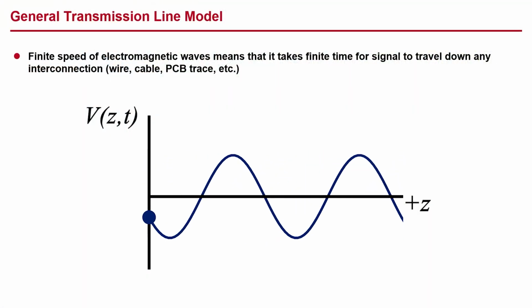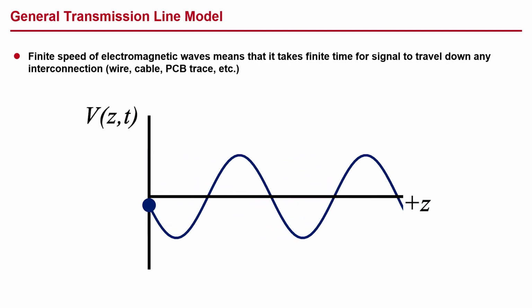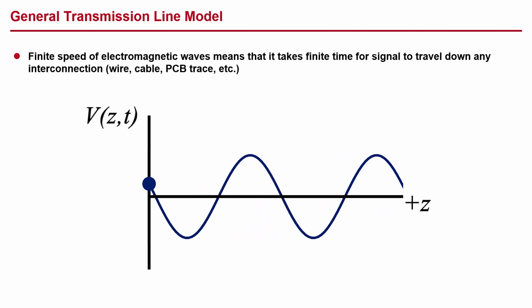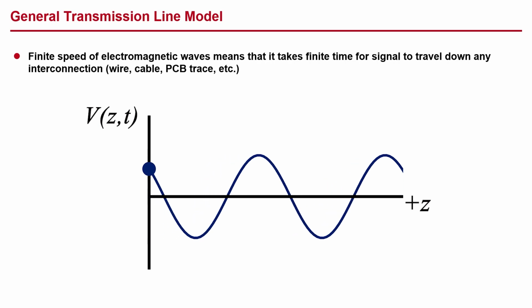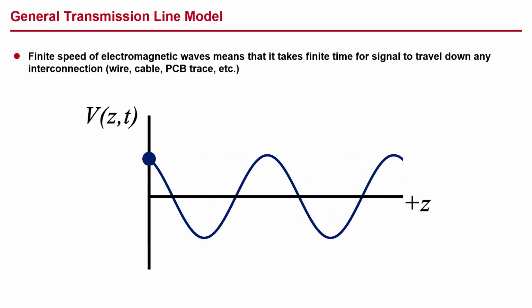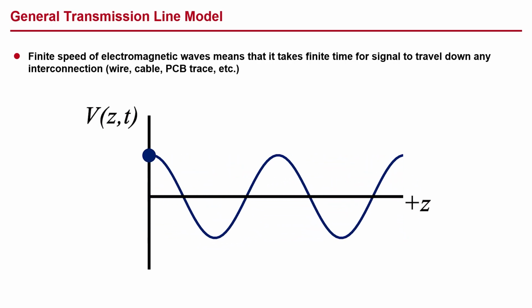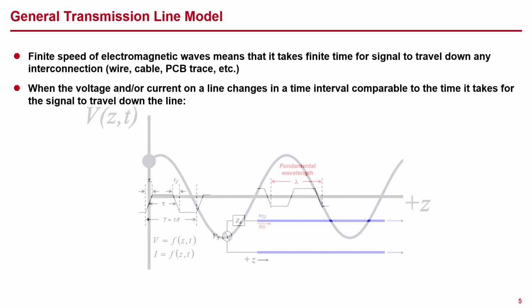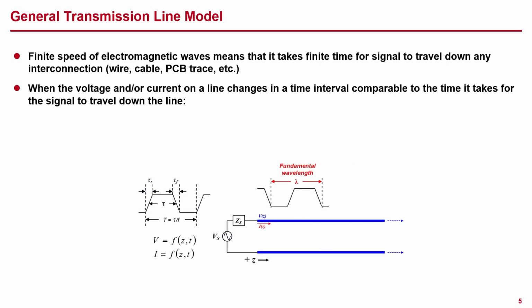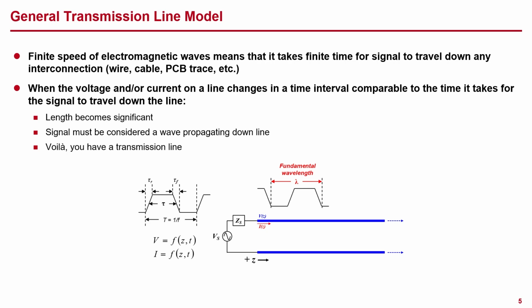The finite speed of electromagnetic waves means that it takes a finite amount of time for any signal to travel down any interconnection, whether it be a wire, cable, printed circuit board trace, etc. When the voltage and/or current on a line changes in a time interval comparable to the time it takes for the signal to travel down the line, the length becomes significant, the signal must be considered a wave propagating down the line, and voila! You have a transmission line.